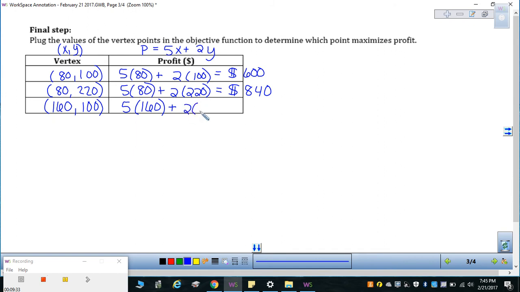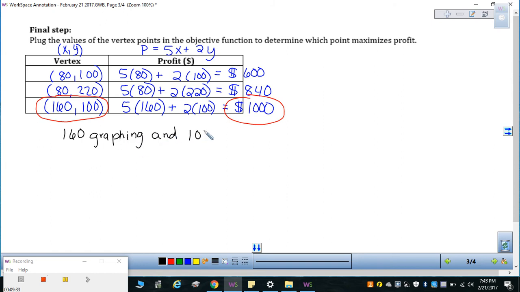And plugging in our last combination, we end up with a profit of $1,000. All right, so we want to use this to determine which point maximizes our profit. It's going to be the last vertex point, which represents the combination 160 graphing calculators and 100 scientific calculators for a maximum profit of $1,000.